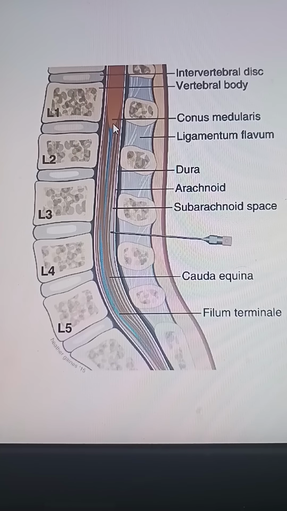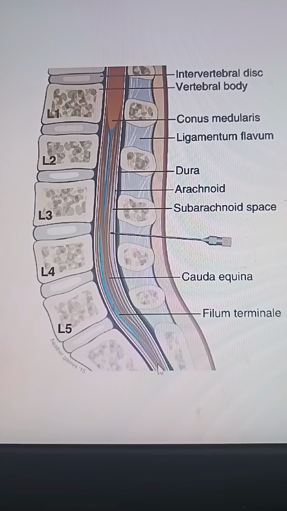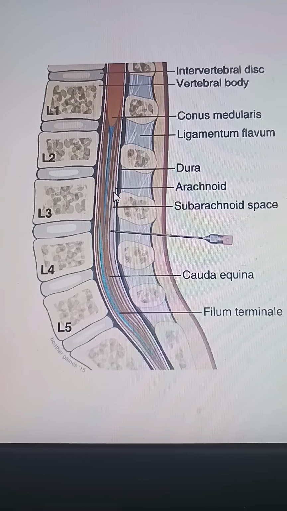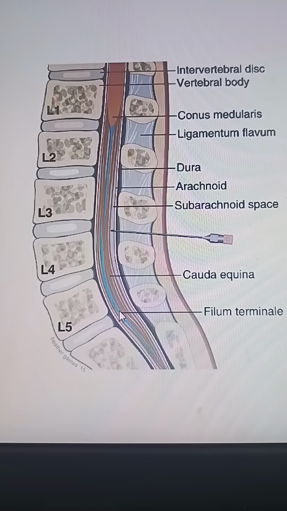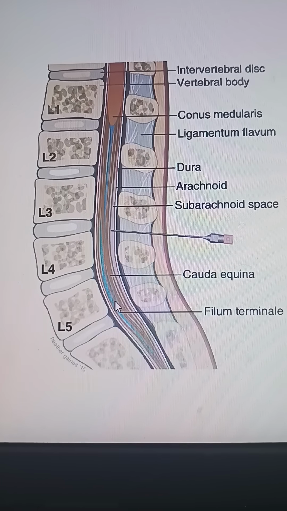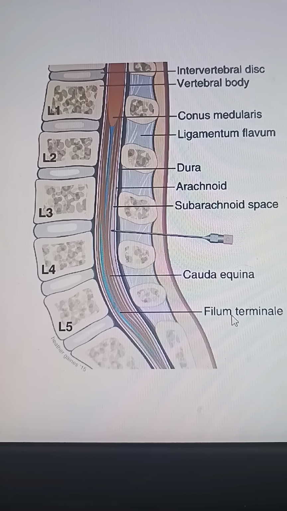The spinal cord ends at the level of L1, but the meningeal layers, that is the dura, arachnoid and pia, extend all the way down to the sacrum and coccyx. What you see here in the blue color is the pia mater of the meninges, which is called the filum terminale. Okay, this is the filum terminale.